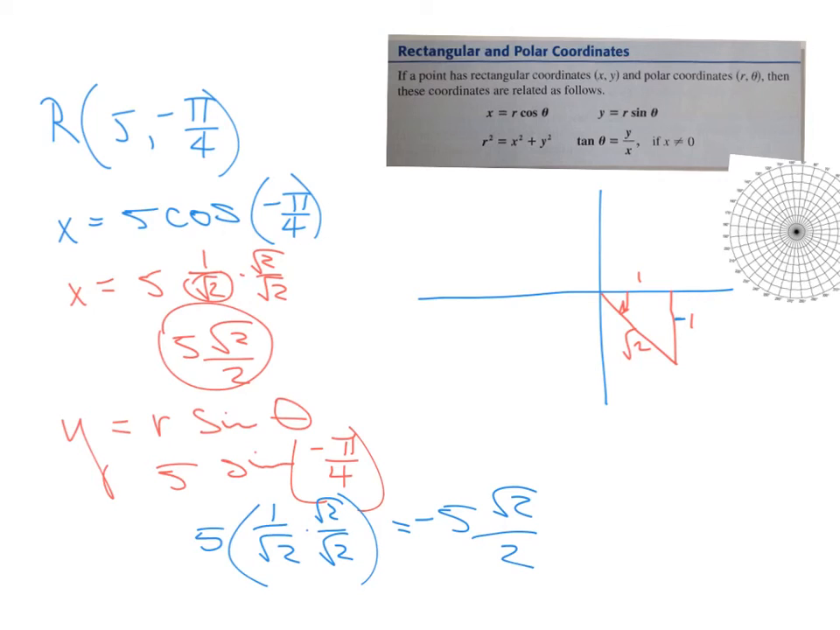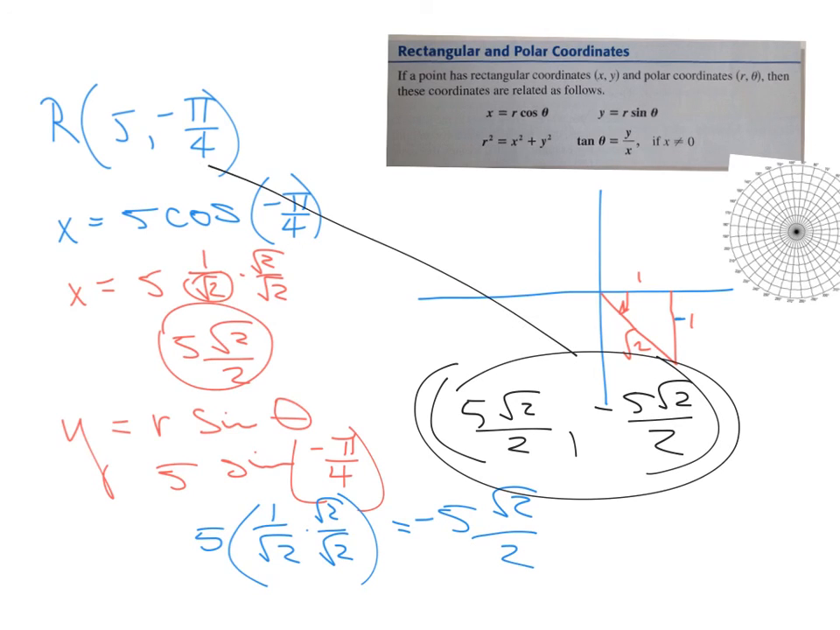Okay, so those are my coordinates. 5 square root of 2 over 2, that's my x, and my y is negative 5 square root of 2 over 2. And there's my y. So this is the same as that. Alright, so that's it for 8.5b.